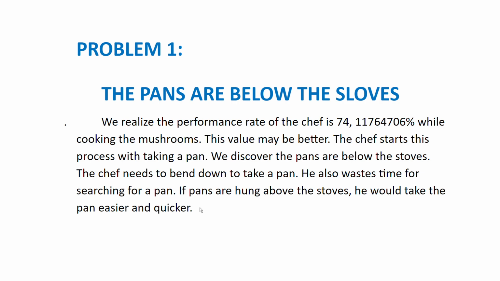The first problem we found in the facility is that the pans are below the stoves. We realized the performance rate of the chef is 74.117% while cooking the mushrooms. This value may be better. The chef starts the process by taking a pan. We discovered the pans are below the stoves. The chef needs to bend down to take a pan. He also wastes time reaching for a pan. If the pans hang above the stoves, he could take the pan more easily and quickly.